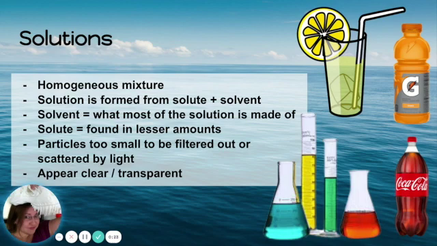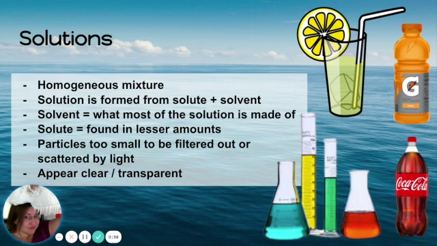So just to clarify those terms, the solvent is going to be the thing that does the dissolving. And in a lot of cases, water is going to be used as a solvent because water is the universal solvent. Other things like alcohol could be used as a solvent as well. So the solution is going to be mostly made of the solvent. The solute is going to be the thing that gets dissolved, and it's going to be found in lesser amounts in the solution. So things like sugar or salt, those are examples of solutes.